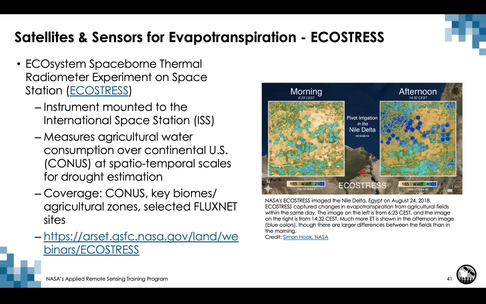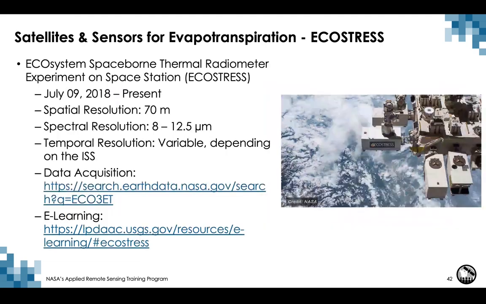The link at the bottom of the page takes you to an RSET training specifically on the ECOSTRESS mission where you can learn more. The spatial resolution for the Level 3 evapotranspiration products is 70 meters, but the revisit time is variable depending on the orbital path of the International Space Station.